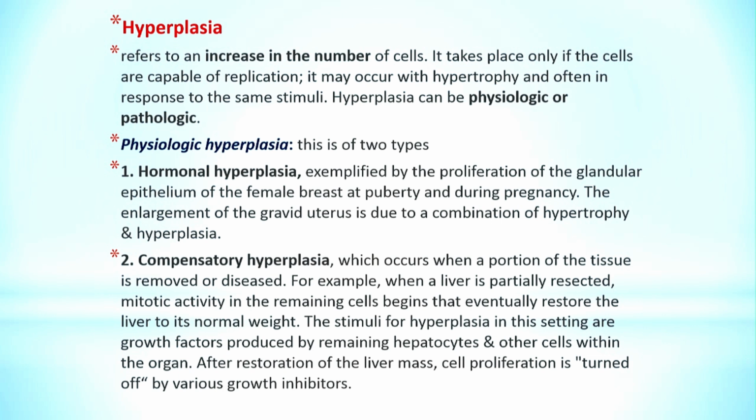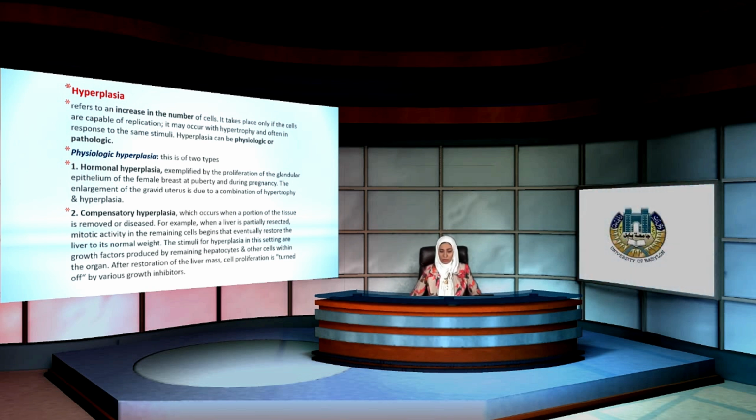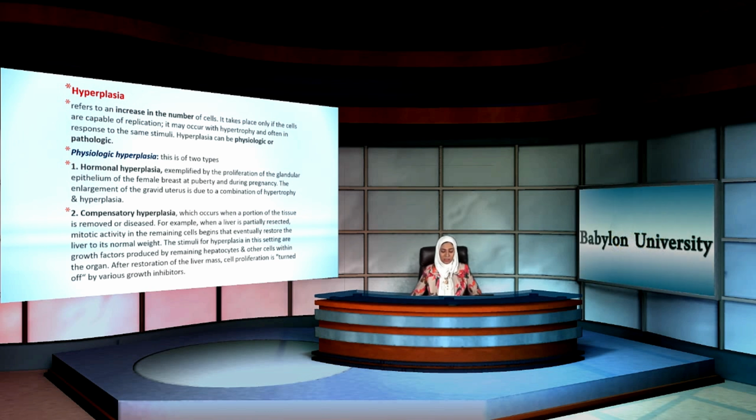Physiological hyperplasia is of two types, either hormonal hyperplasia or compensatory hyperplasia. Hormonal is exemplified by proliferation of the glandular epithelium of the female breast at puberty. Compensatory hyperplasia occurs when a portion of the tissue is removed or diseased, for example, when the liver is partially resected, and it is the basis of liver donation.